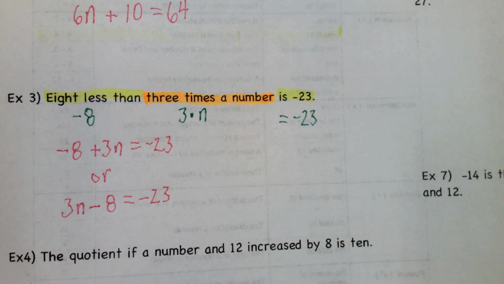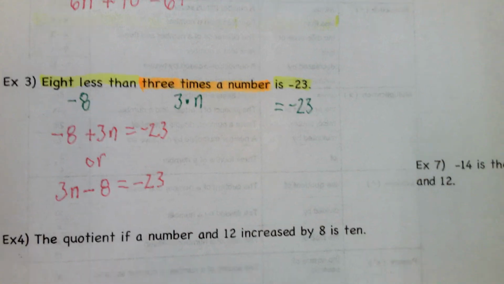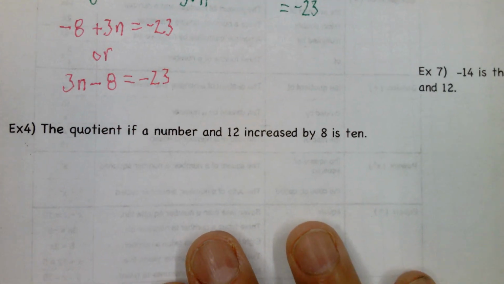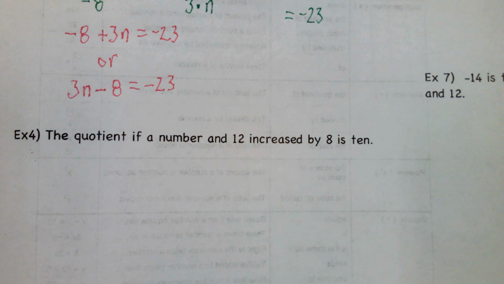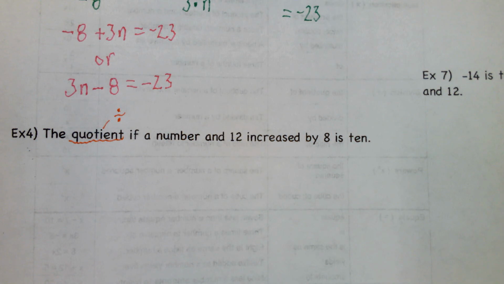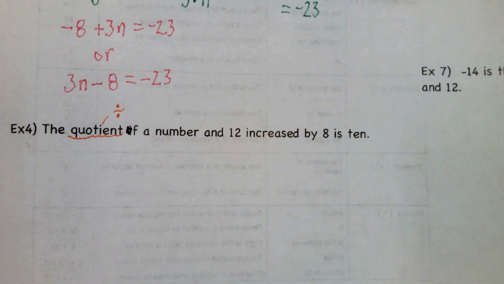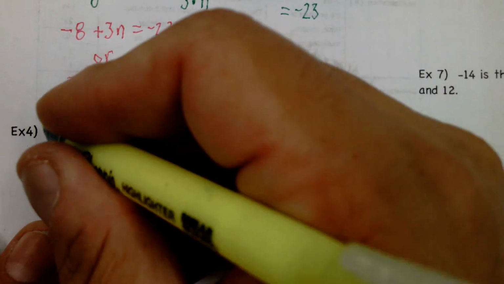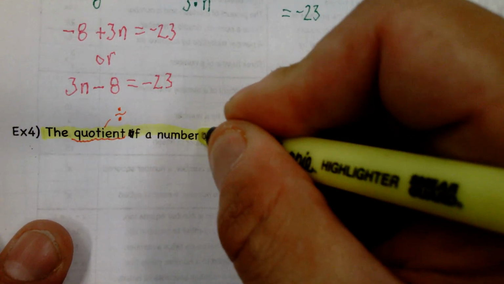Okay. Ready for number 4. We talked about quotient already. What does quotient tell us to do? Divide, yeah. So quotient here means to divide. Okay, so let's get our phrases. The quotient, that should be of. I apologize. Sometimes I type faster than I think. The quotient of a number and 12. That's our first phrase.